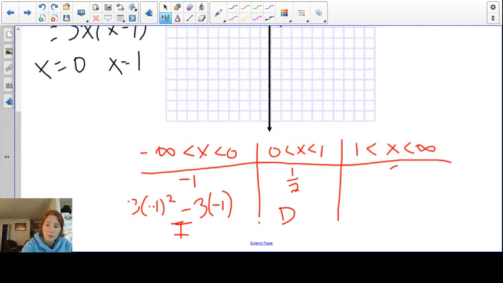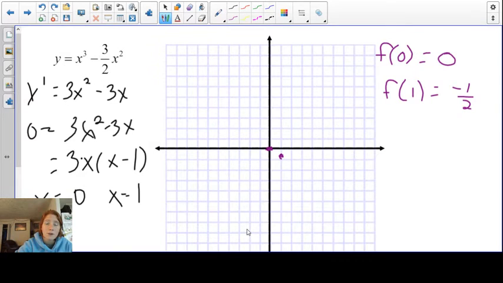And then this next one, I'm going to pick 2. When I plug in 2, I see I still get a positive 1, so I have an increasing. I'm going to use this information. I want increasing to decreasing to increasing. So from negative infinity to 0, I'm going to be increasing. Since I'm increasing, as my x values get larger, my y values also get larger. So I'm going to look like this.